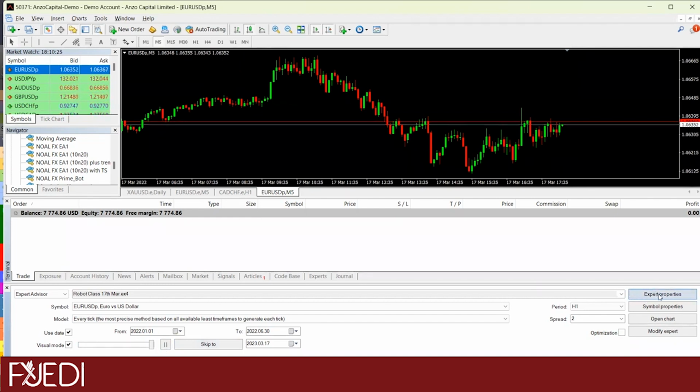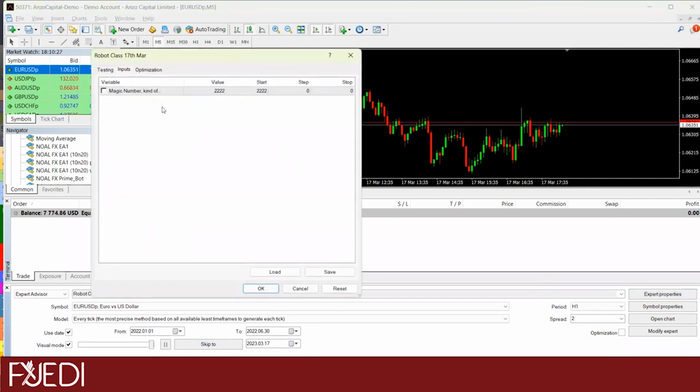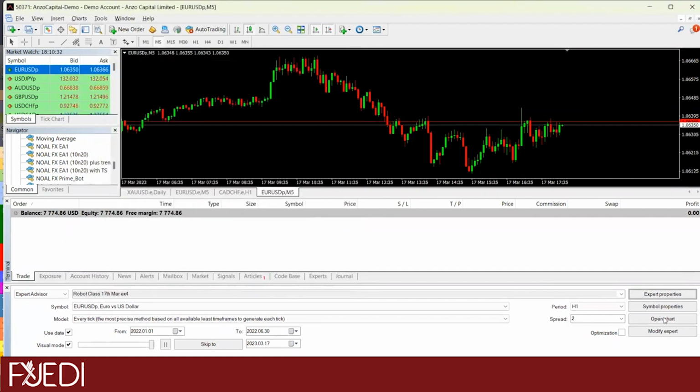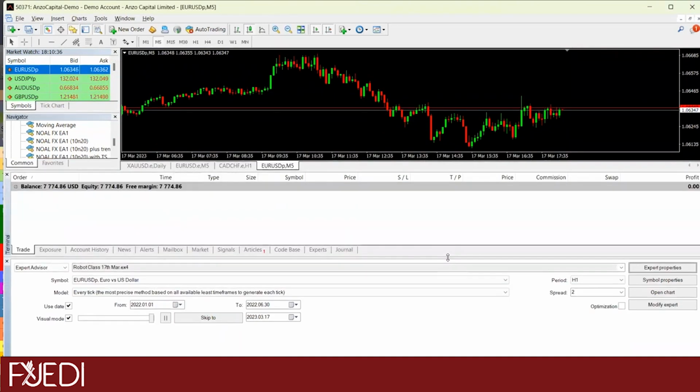Now, if you click on Expert Properties here, and then you go to Inputs. Okay, no, I think I need to, let me drag this up a little. I think this is still testing for the old one. Let's see. I need to stop what was previously testing. Okay, we're good now. We're good.